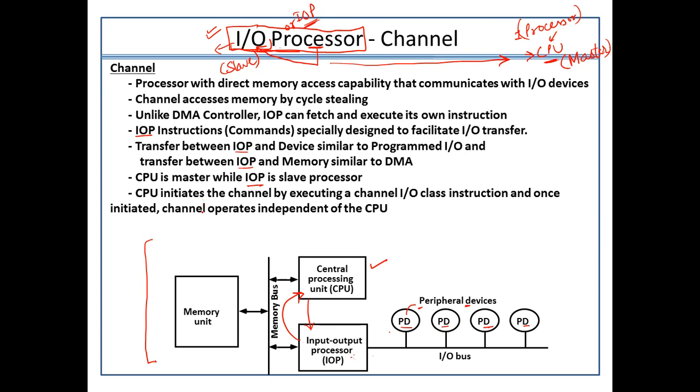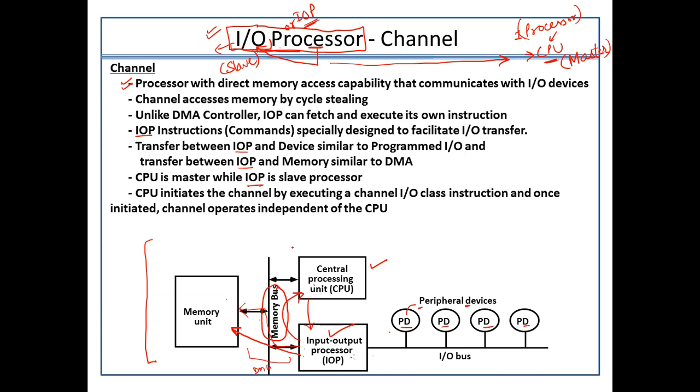So let's start understanding the things. It is a processor with direct memory access capability that communicates with IO devices. So what is this IOP? This is the definition, you could say: an IOP is a kind of processor that can have direct access to the memory. When the control of the memory bus is taken from the CPU, then through this memory bus, the IOP can directly talk to the memory unit. It is exactly the same procedure as we were doing in the case of DMA.